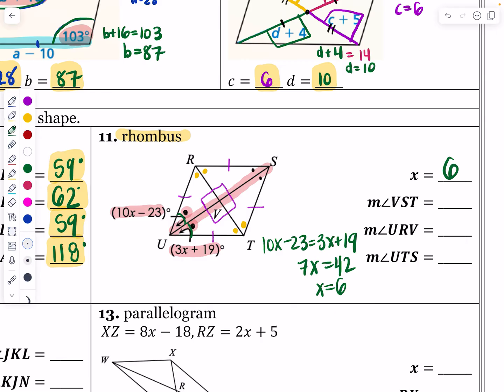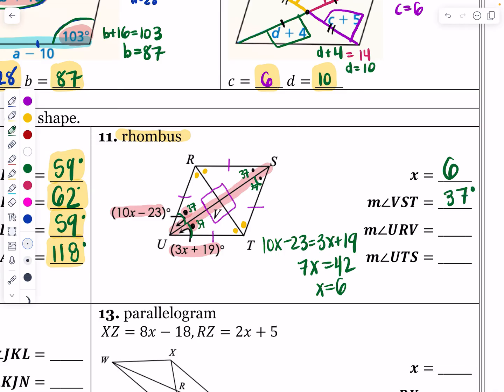So how do I find the measure of VST? That's going to be this dot right here. It's going to be the same as the other angle. So let's just plug it into one of these. 10 times 6 is going to give me 60. And 60 minus 23, we did 10 times 6 is 60, and then we subtracted 23. So each of those black dot angles is going to be 37 each. So every single one of these is 37. I could plug it into either of these expressions, and I'm going to get a 37-degree angle.